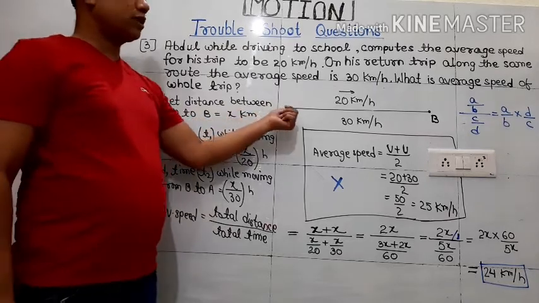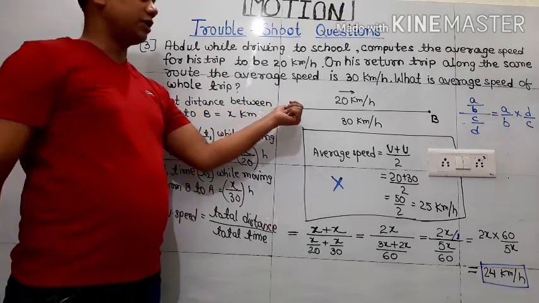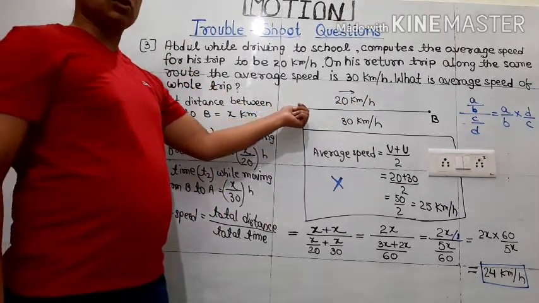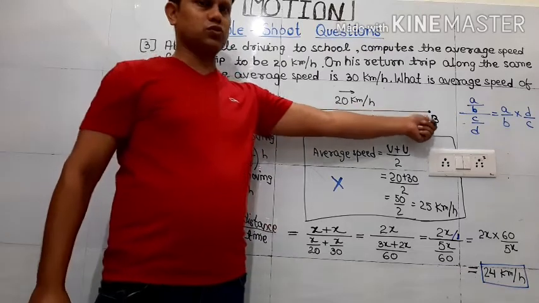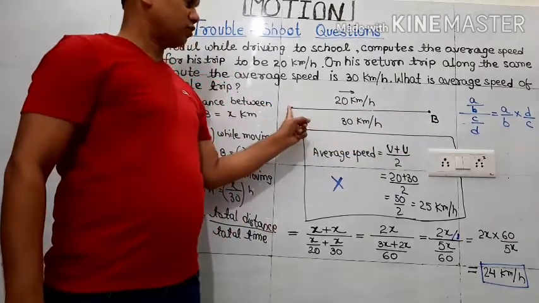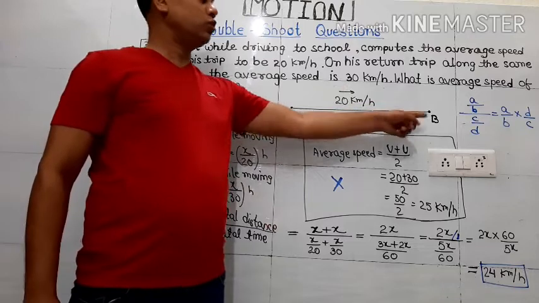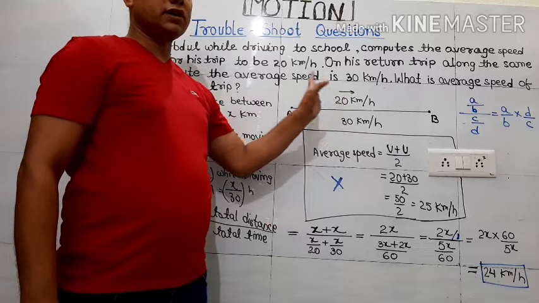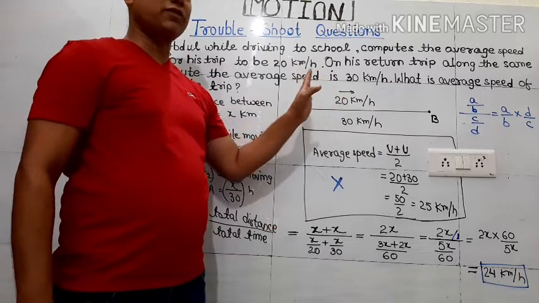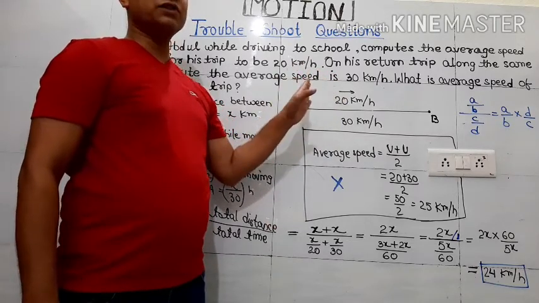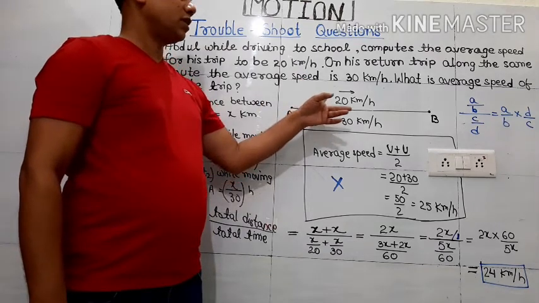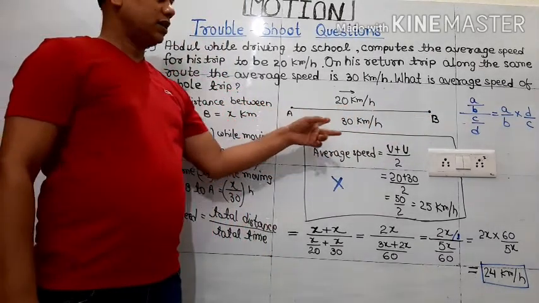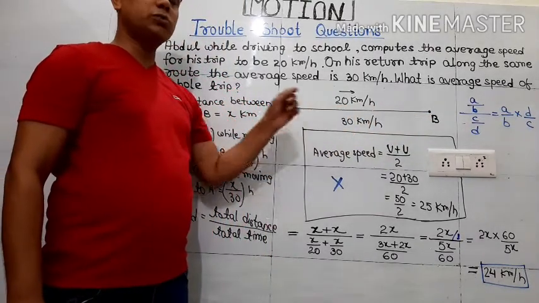Suppose a student represents this situation diagrammatically, that A is the house, and B is the school. Then from house to school, the speed is taken as 20 km per hour. This is the average speed. It can be non-uniform motion or uniform motion, but right now we are treating it with a single speed, that means we are taking the uniform speed, 20 km per hour. And then while returning from school to home, he observed his average speed is 30 km per hour.